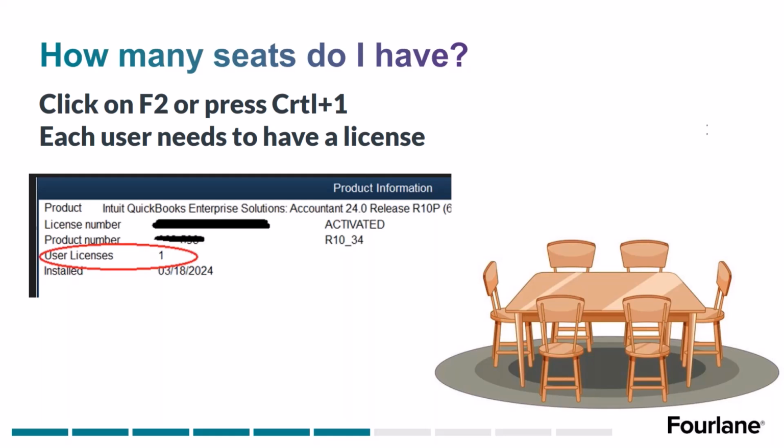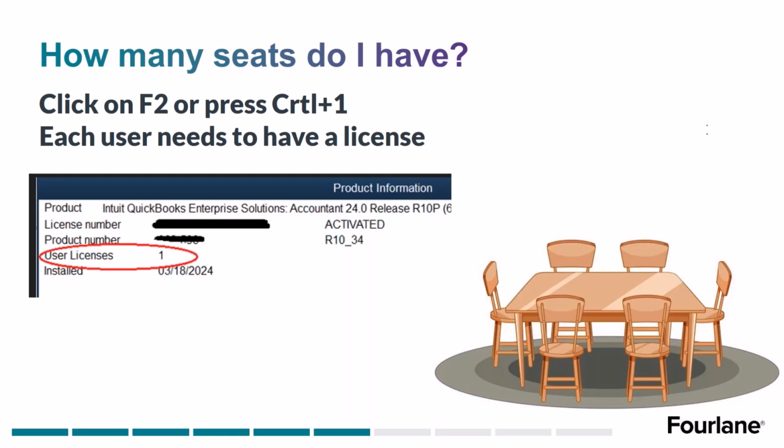Let's begin our discussion by identifying how many user seats we have in our license. If you click either the F2 key on your keyboard, or if that doesn't work, Control and then 1, you'll see the product information screen pop up. This screen will contain the number of user licenses that you have.